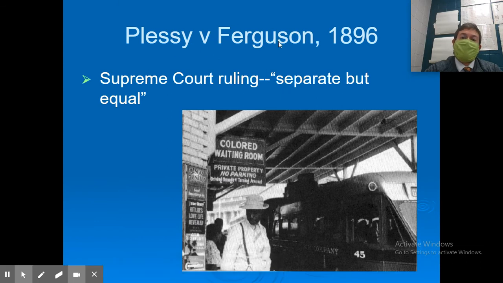Okay, Plessy versus Ferguson is in 1896. This is a pretty important court case all the way from 1896 until the Civil Rights Movement in the 1960s. The Supreme Court ruled that separate but equal was okay. So you could have separate facilities, but they had to be equal. Now, if you know anything about history, you know that they were separate, but they definitely were not equal.